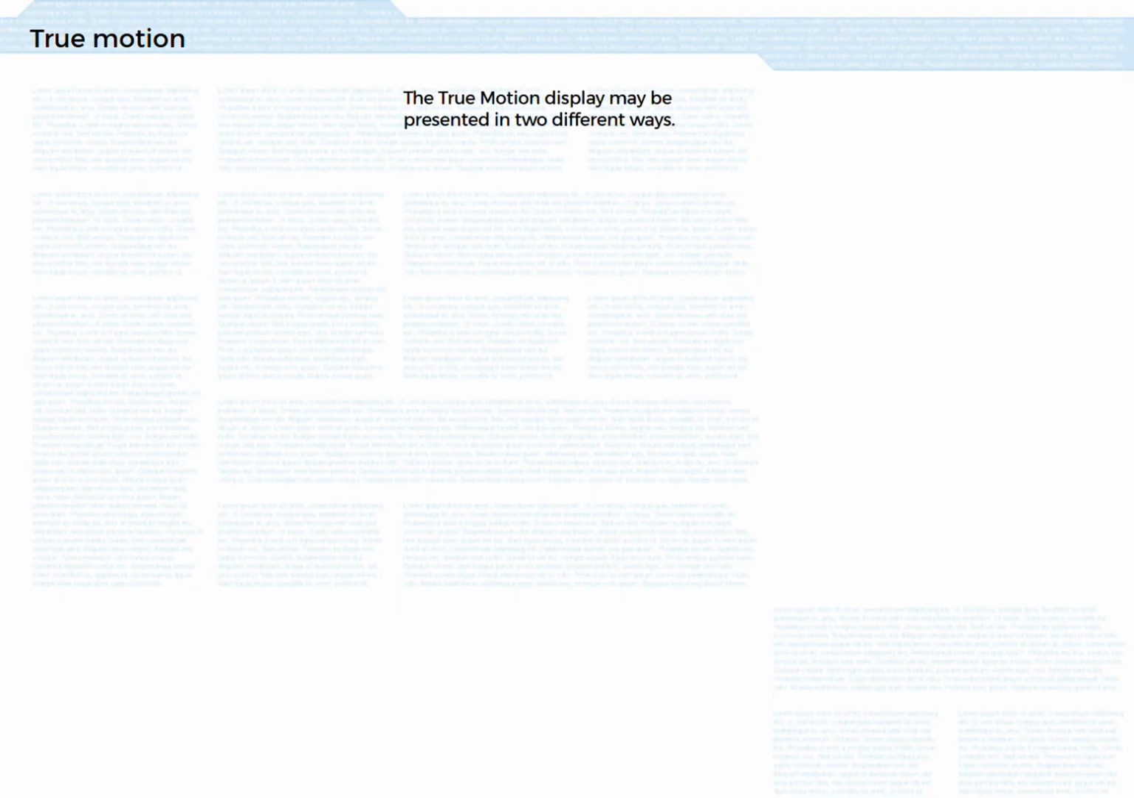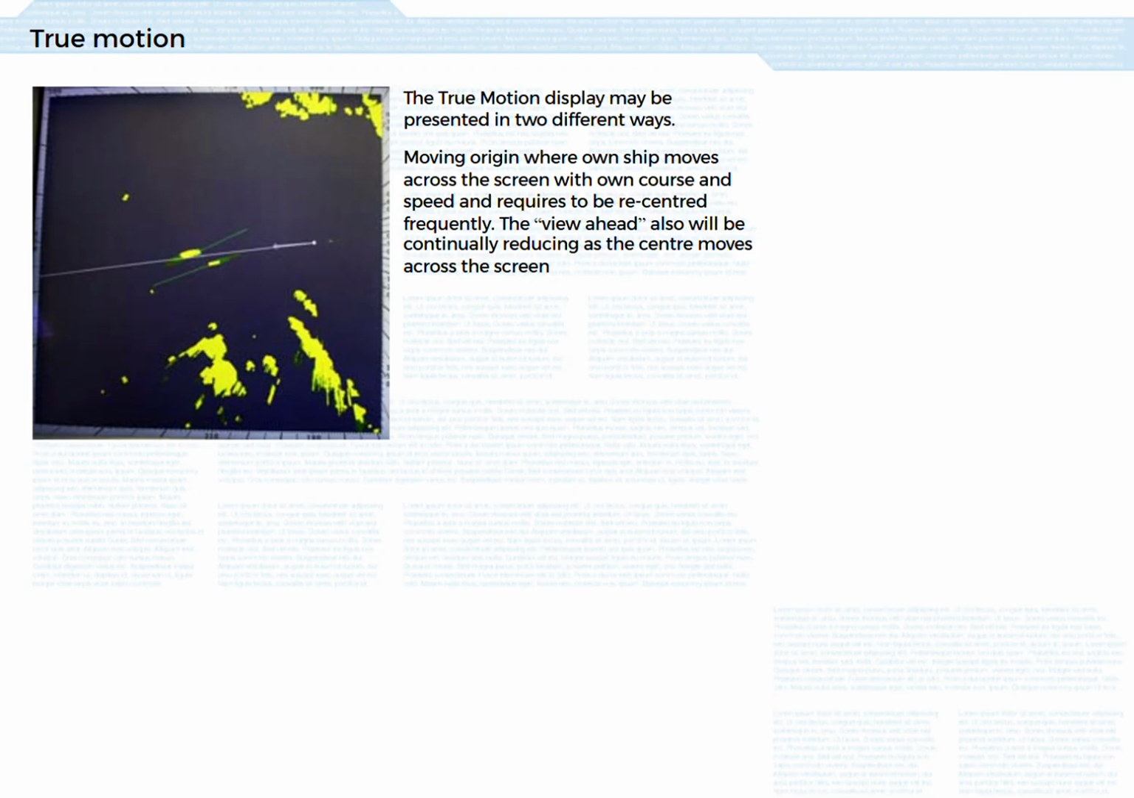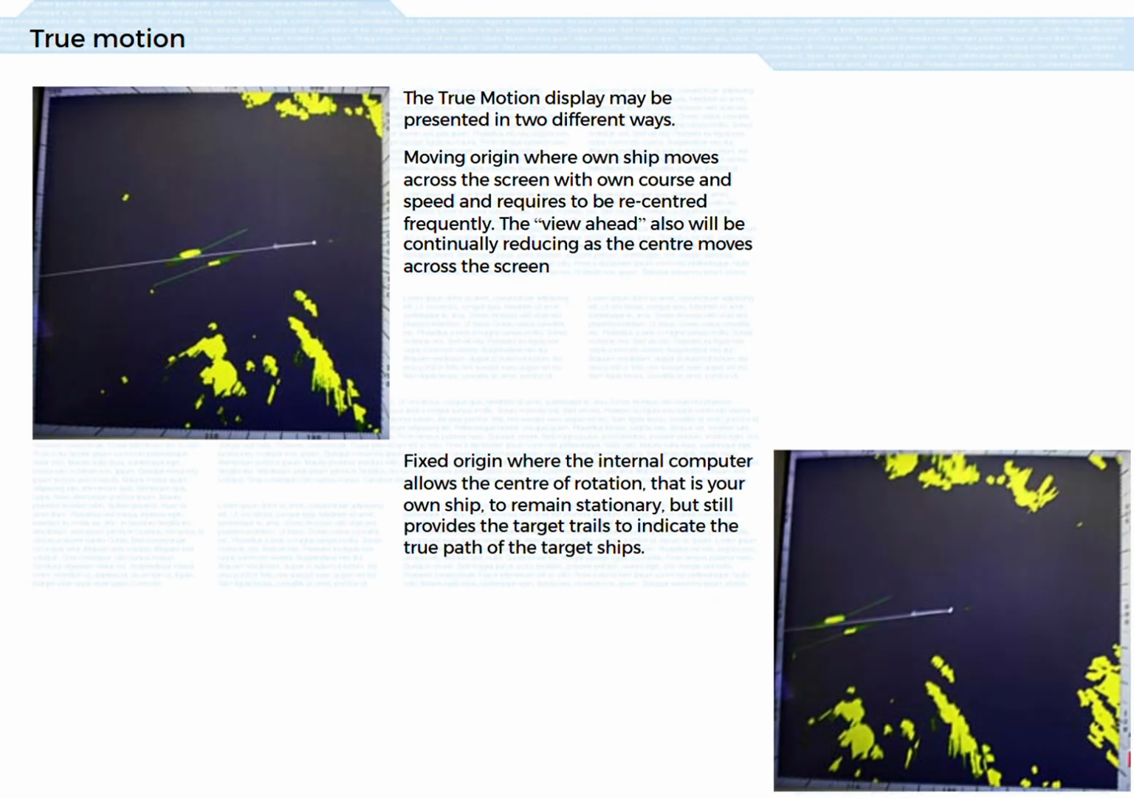The true motion display may be presented in two different ways. Moving origin, where own ship moves across the screen with own course and speed and requires to be recentered frequently. The view ahead also will be continually reducing as the center moves across the screen. Fixed origin, where the internal computer allows the center of rotation, that is your own ship, to remain stationary, but still provides the target trails to indicate the true path of the target ships. This obviously does not require recentering, making it easier to use, but is only available with a raster scan display.